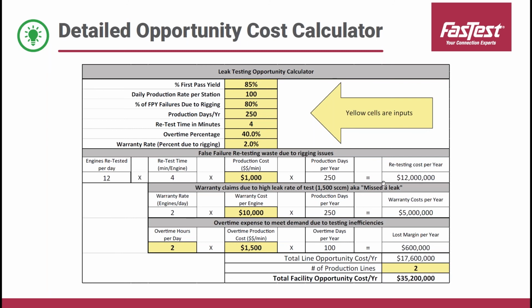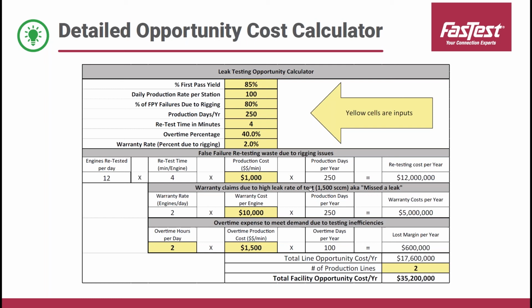Now, if you add in warranty claims due to the high leak rate that an engine manufacturer uses to kind of get by with their quality system, let's say 2 engines a day get through that are leaking.